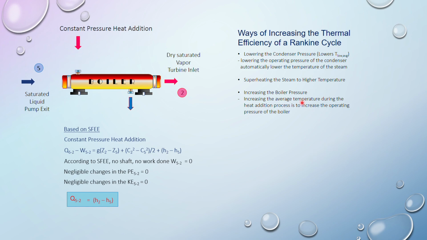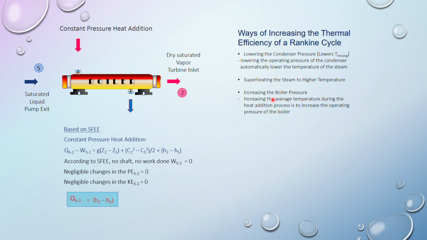Now, there are ways of increasing the thermal efficiency of a Rankine cycle. There are many ways. First is lowering the condenser pressure, that is by lowering the average temperature, the saturation temperature. Lowering the operating pressure of the condenser automatically lowers the temperature of the steam. Second, superheating or reheating it to a higher temperature to improve the cycle efficiency, and also improve the quality of the steam at the turbine exit.